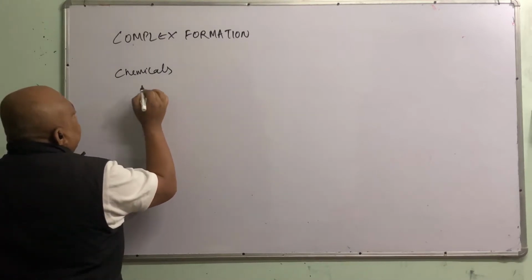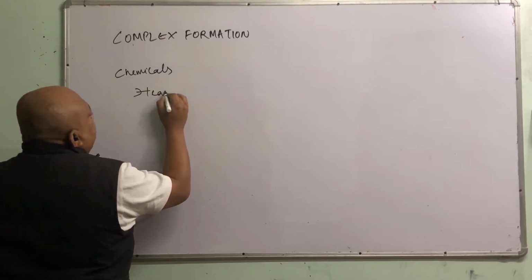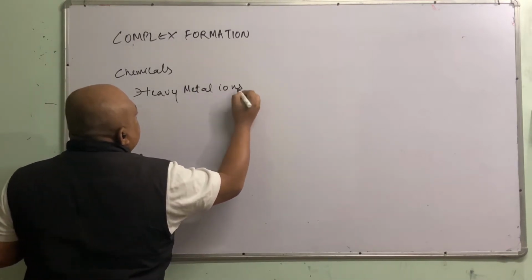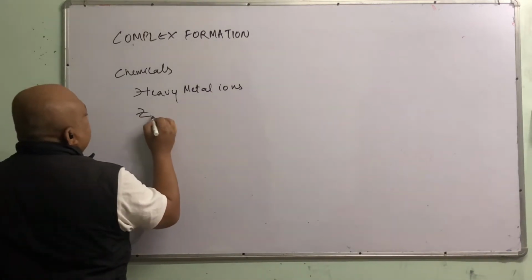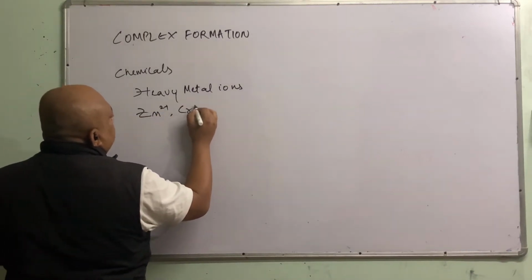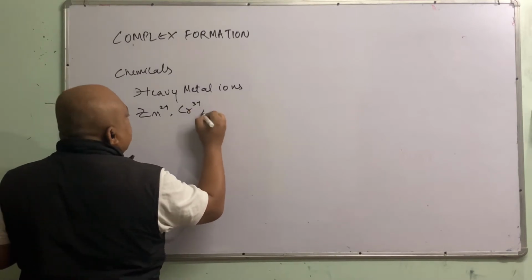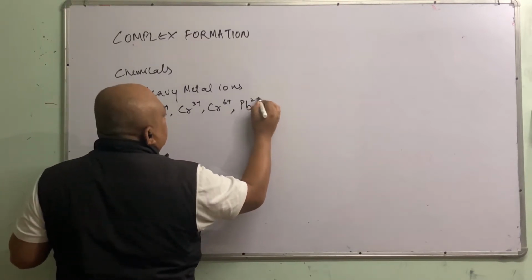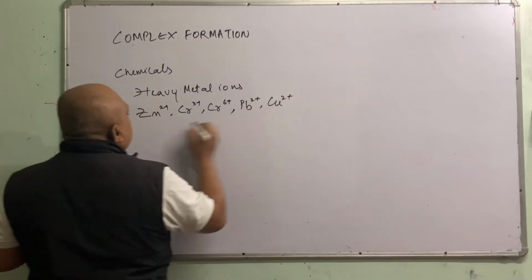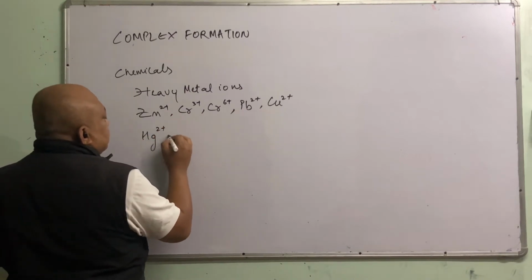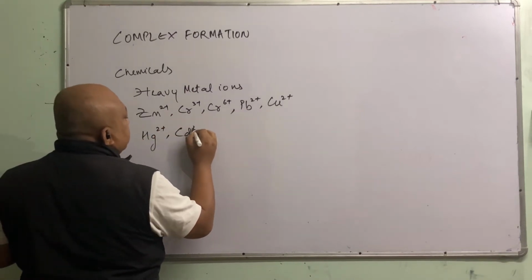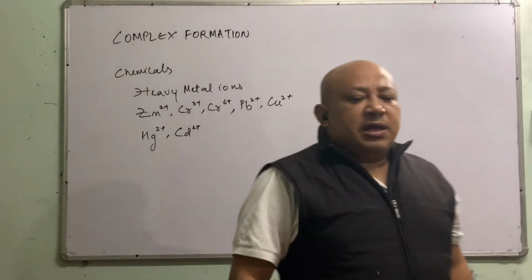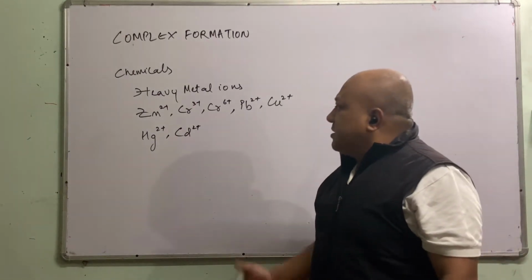I'll give you one example. Environmental means pollution. So many heavy metal ions like zinc, chromium, chromium 3 is there, chromium 6 is there, lead, copper, mercury, and cadmium. A lot of heavy metals are there. They are very, very toxic to us and they are termed as heavy metal ions.